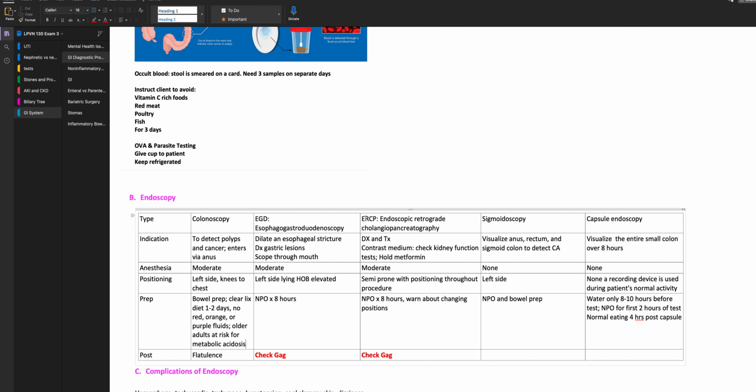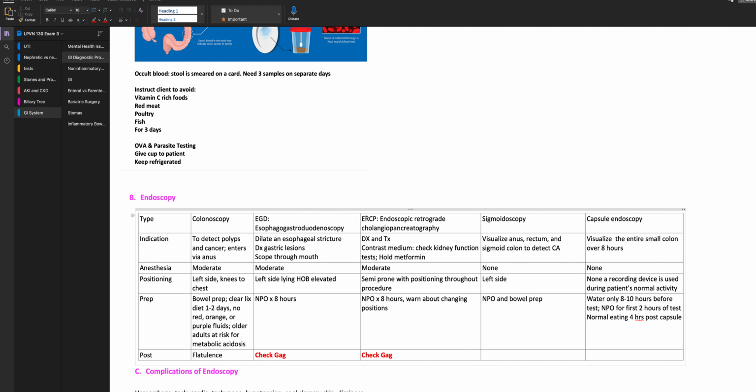All right, the ERCP stands for endoscopic retrograde cholangiopancreatography. So this is a side-facing scope, and that's not really what's important, but this scope enters in through the mouth into the duodenum to view the biliary tree. It does use contrast medium, so all those nursing implications apply. So check the BUN and creatinine before you send somebody for one of these, and hold metformin. It's moderate sedation, but you will have to check the gag reflex after.